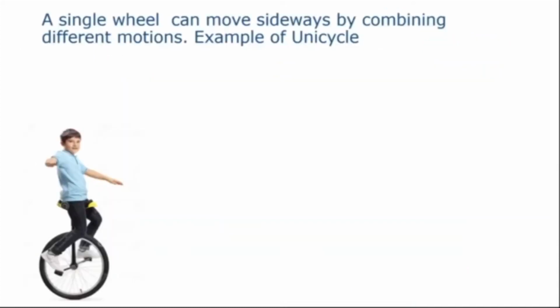So what this is basically telling is that a single wheel can move sideways by combining different motions. This is x1, x2, x3, x4, like this. Each of these is a vector field. Okay, so this is a single wheel.